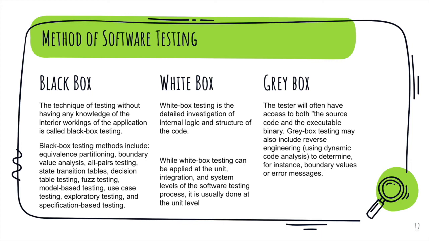White box testing is the detailed investigation of the internal logic and structure of the code. White box testing can be applied at the unit, integration, and system level of the software testing process. It is usually done at the unit level. And then there is one last type of testing method, gray box. The tester will often have access to both source code and executable binary. Gray box testing may also include reverse engineering using dynamic code analysis to determine, for instance, boundary values or error messages.